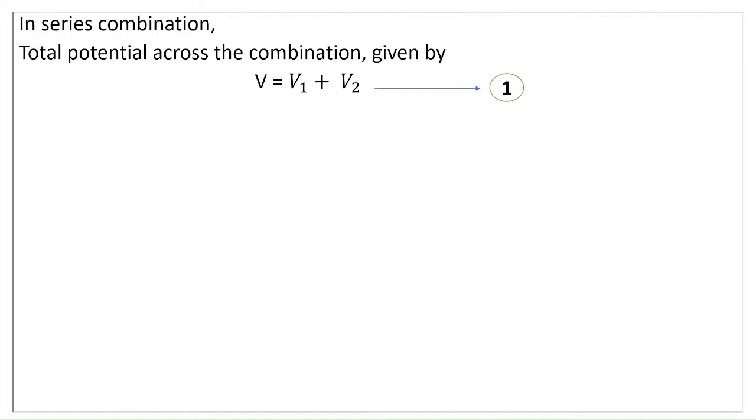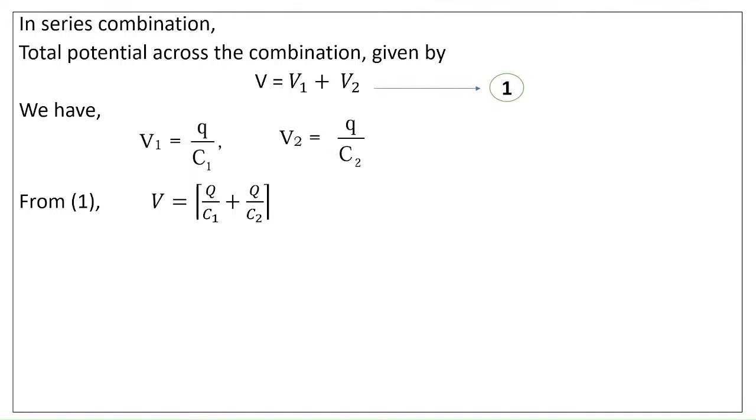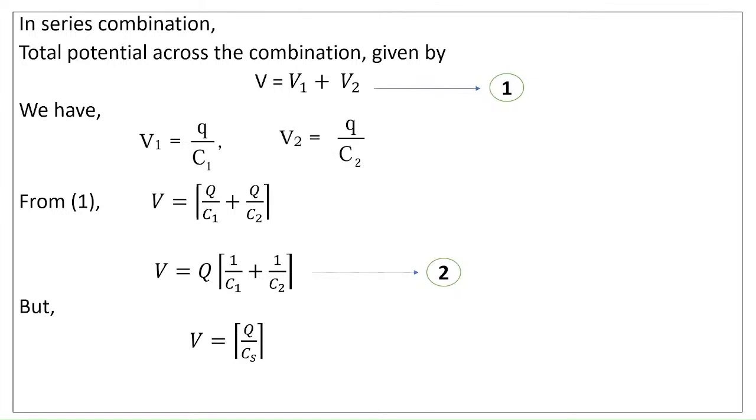Mark as equation 1. We have V1 is equal to Q by C1, V2 is equal to Q by C2. From 1, V is equal to Q by C1 plus Q by C2. On taking Q common, we get V is equal to Q into bracket 1 by C1 plus 1 by C2. Mark as equation 2. But, for effective capacitance of series, V is equal to Q by Cs.